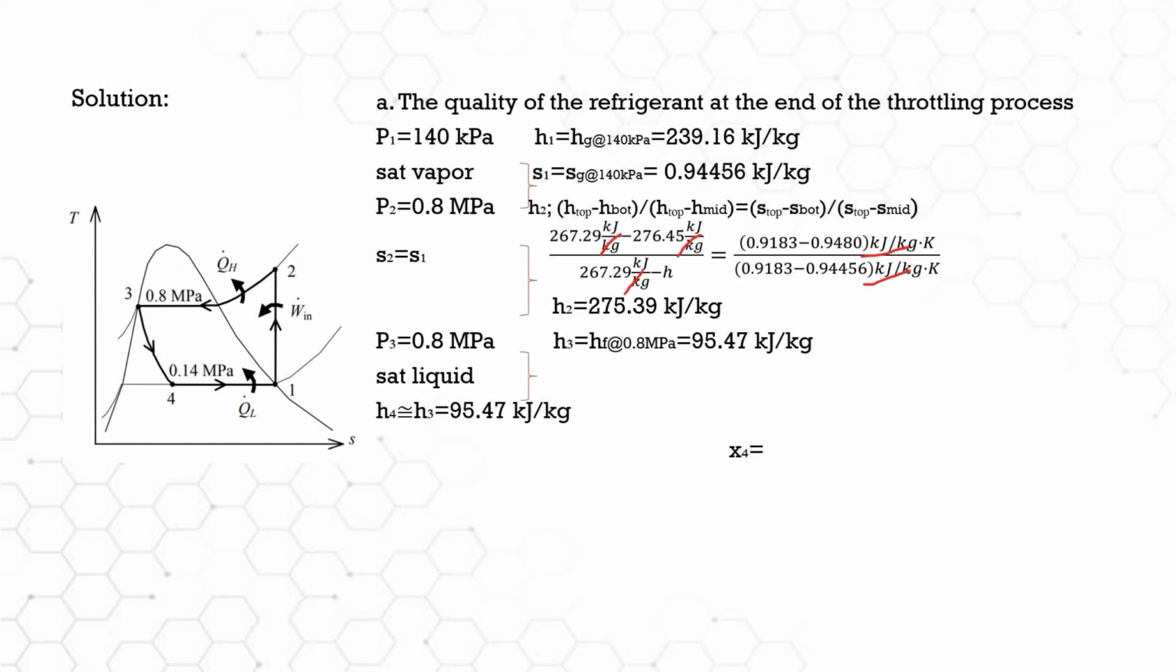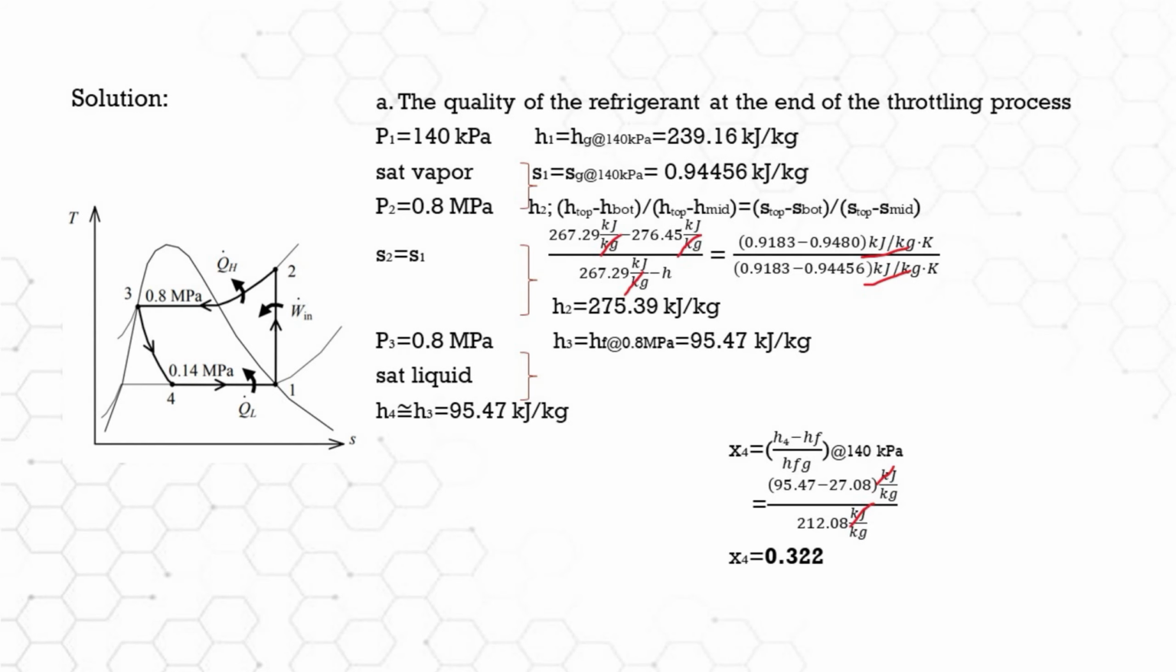In determining the quality of the refrigerant at the end of the throttling process, the quality x is equal to the enthalpy at state 4 minus the enthalpy at saturated liquid over the enthalpy of evaporation. This property is also given in Table A-12. So plug in the values. We have 95.47 kilojoules per kilogram minus 27.08 kilojoules per kilogram over 212.08 kilojoules per kilogram. Then cancel out the same units. We have 0.322 as our quality of the refrigerant.